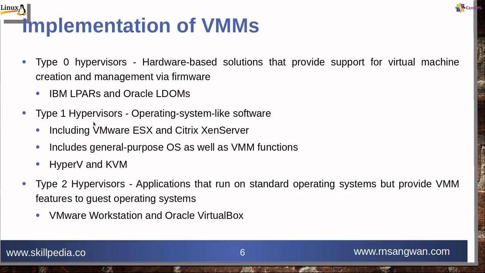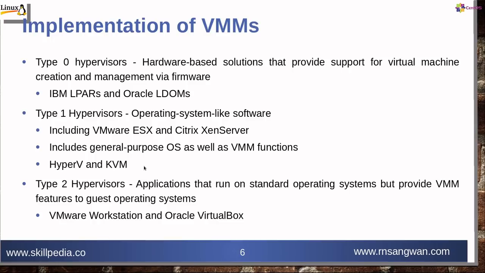Then we have type 1 hypervisors. They are operating-system-like software, including VMware ESX and Citrix XenServer. They include a general purpose operating system as well as virtual machine monitor functions or virtual machine manager functions. Hyper-V and KVM also fall into this category. Hyper-V, which is from Windows, KVM, which is from Linux.